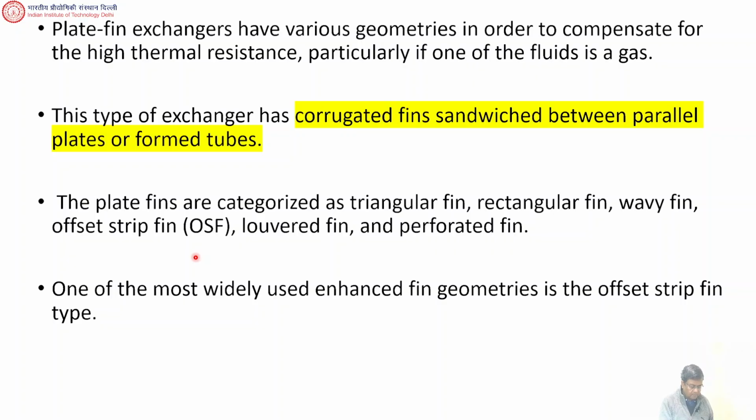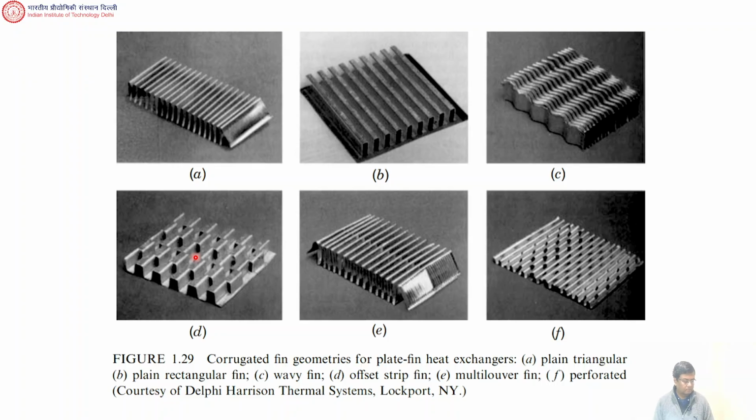Now here are some photos. Okay. So this I've taken from some other book. I will have to tell you the name of the book later because I don't seem to remember which book I took it from, but originally it is from some manufacturing company. It's called Delphi Harrison Thermal Systems. This is in New York. Okay, so these are various arrangements.